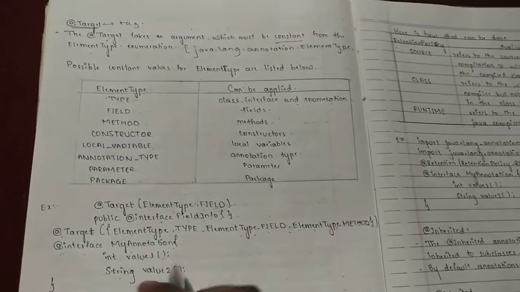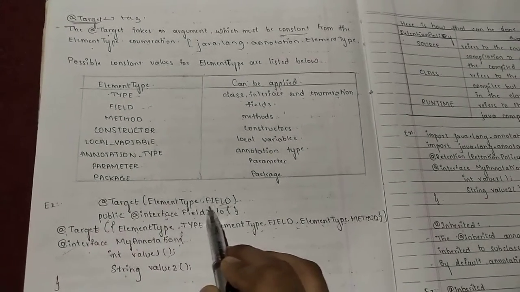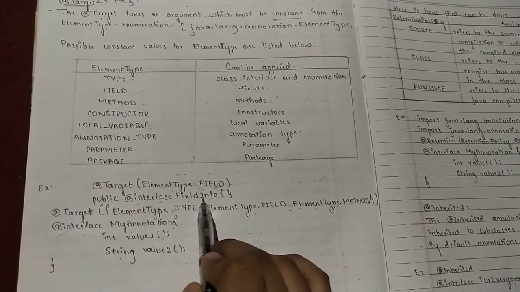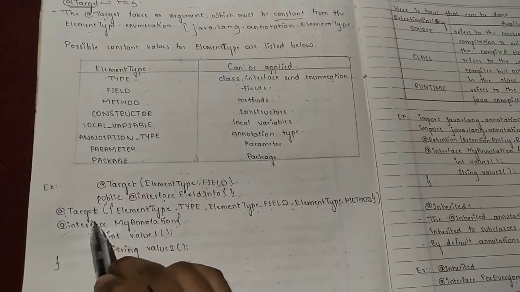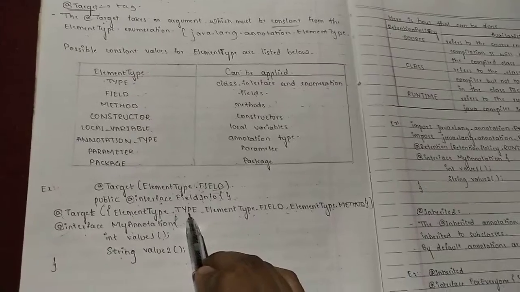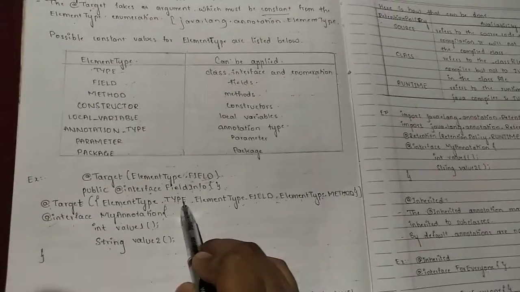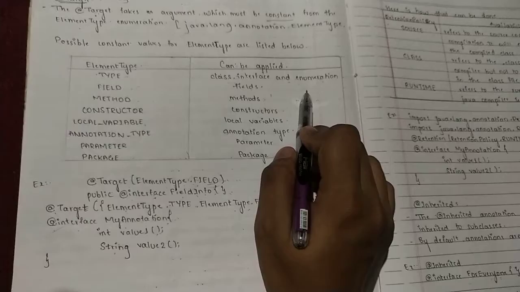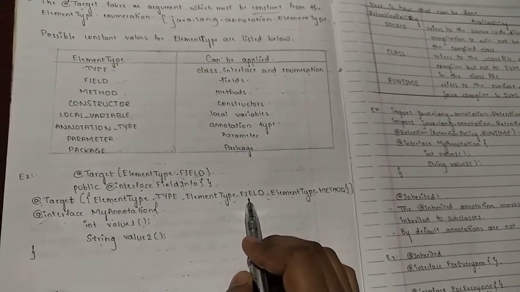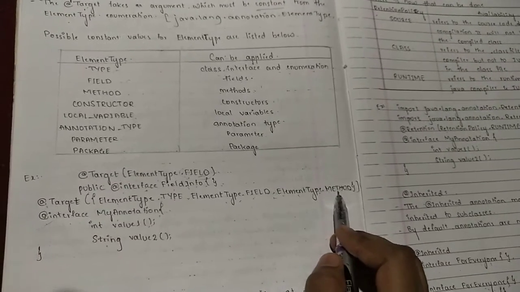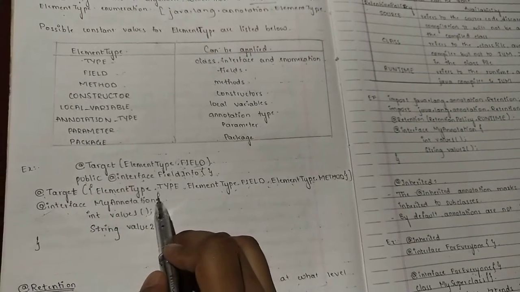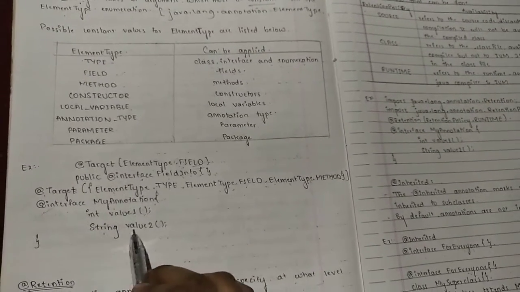Example for Target is @Target(ElementType.FIELD). This is the ElementType constant. public @interface FieldInformation, open and close curly brackets. @Target(ElementType.TYPE), which can be applied to class, interface and enumeration. ElementType.FIELD is applied only to fields. ElementType.METHOD is applied only to methods. @interface MyAnnotation, open curly bracket, int value1, String value2, close.